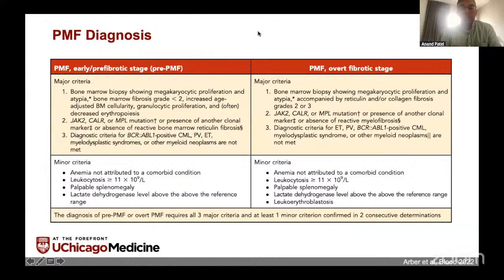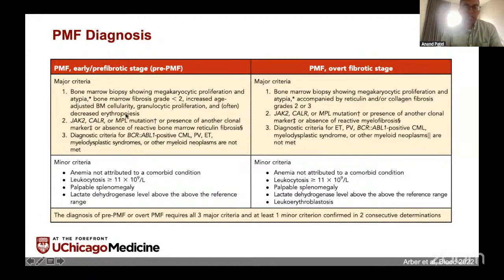So how do we make a diagnosis of primary myelofibrosis? I really like this slide because it makes that very clear differentiation between early primary myelofibrosis, which we refer to as pre-fibrotic or cellular stage, and then overt fibrotic stage, meaning scarring is the main thing that we're seeing. So when you're thinking about early primary myelofibrosis, there's fibrosis, but not an overwhelming amount. On a scale of 0 to 3, the fibrosis is less than 2, so it's either grade 0 or grade 1 myelofibrosis.